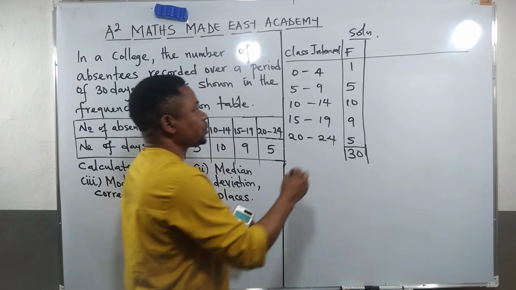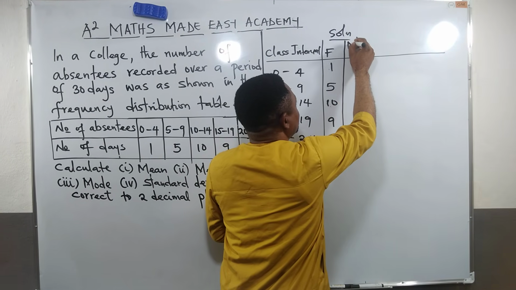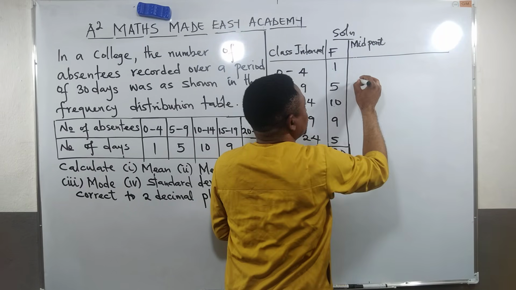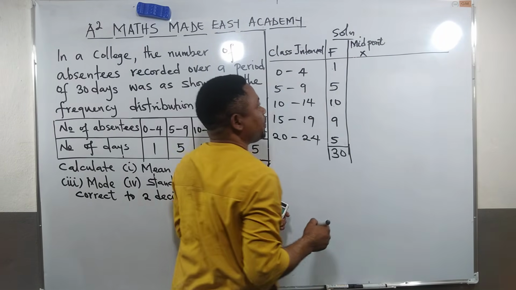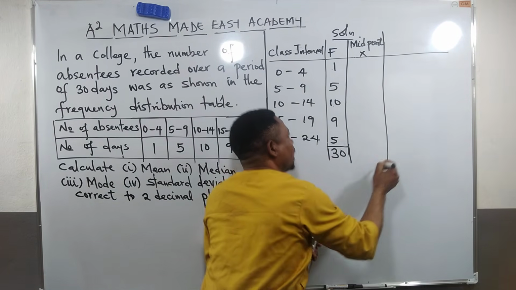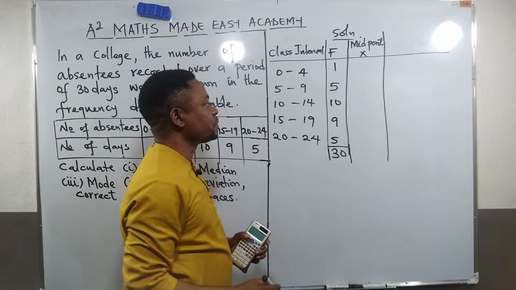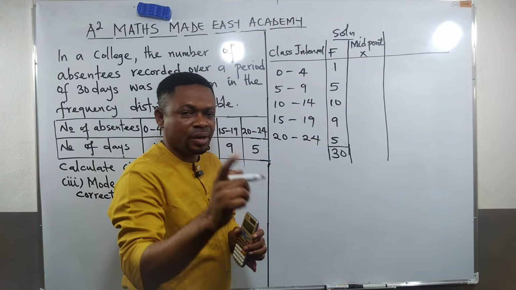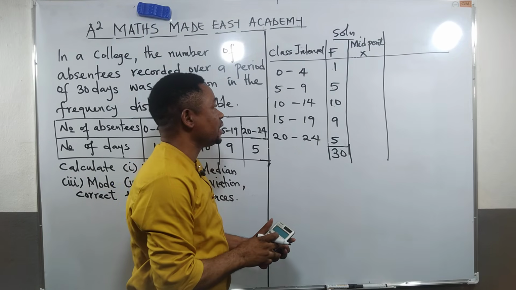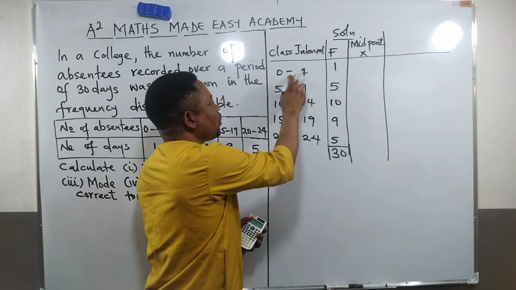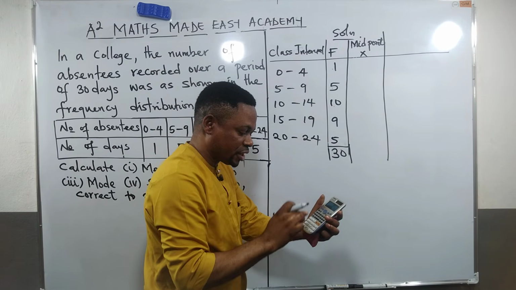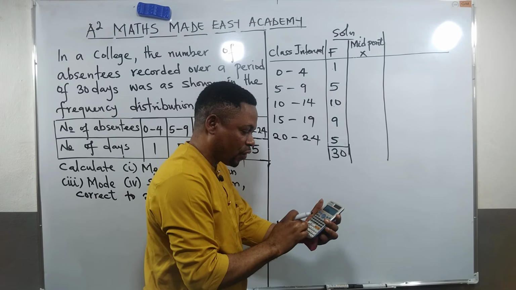Remember that the first thing we are going to calculate is the mean. So what do we do? The next column we are going to talk about is the midpoint, which can be represented with the letter X. Watch exactly how I'm going to calculate the midpoint. Now, how do we get the midpoint? We move to the class interval and consider the first range, which is from 0 to 4. All I'm going to do is punch in 0 plus 4.